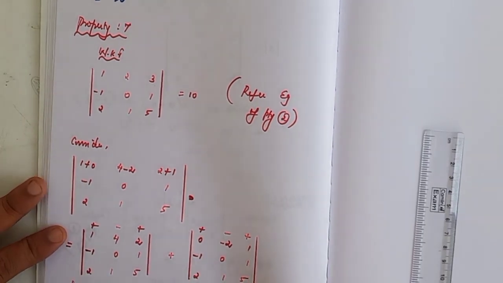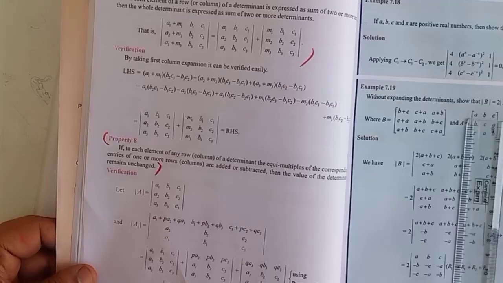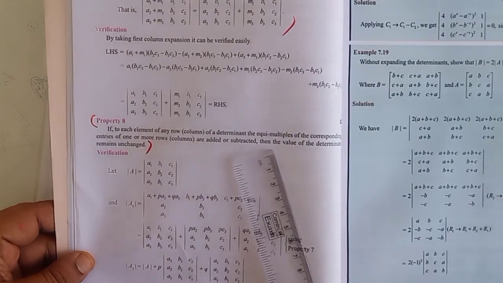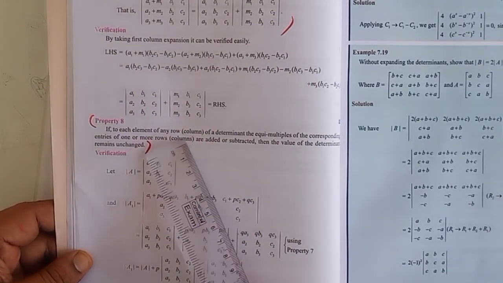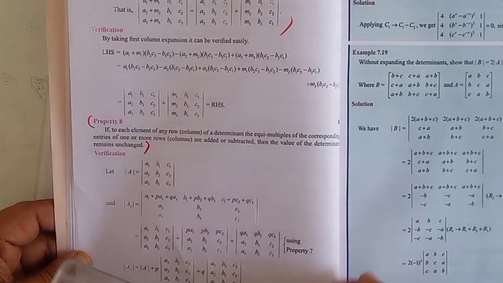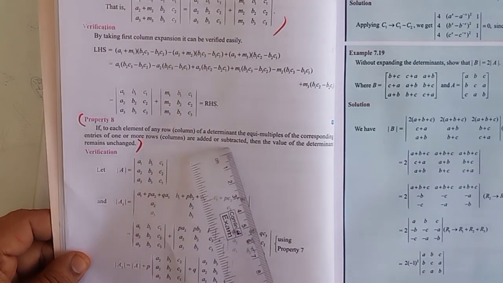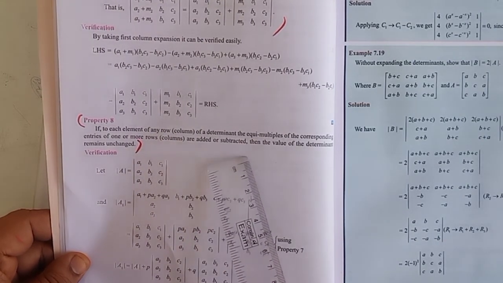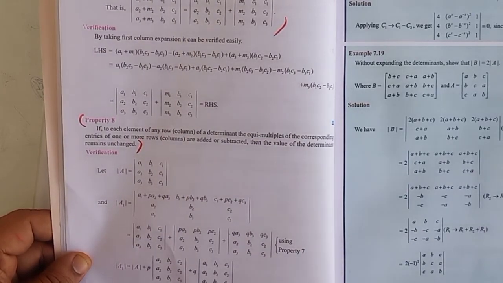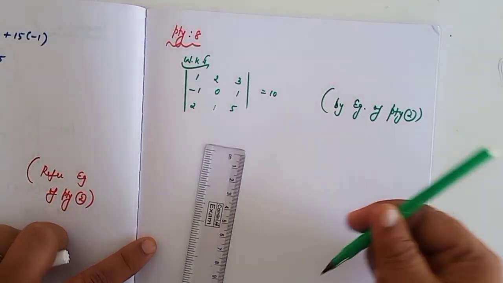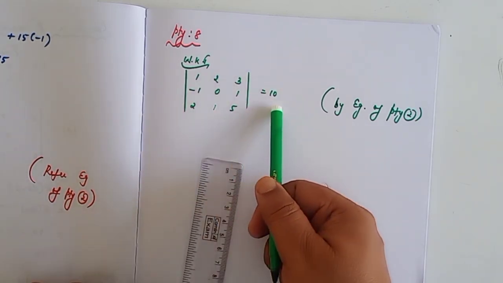Okay, that is given in property number 7. So property number 8, very important property. If to each element of any row or column of a determinant, the equimultiples of the corresponding entries of one or more rows are added to or subtracted, then the value of the determinant remains unchanged. Same example I am considering what we have considered in property number 2. You know the value, that is 10.